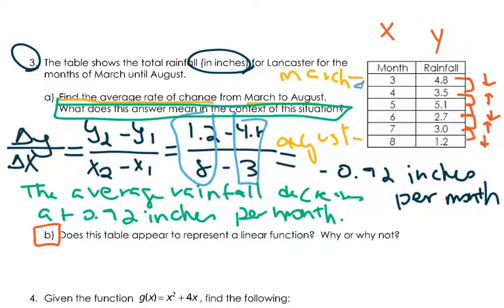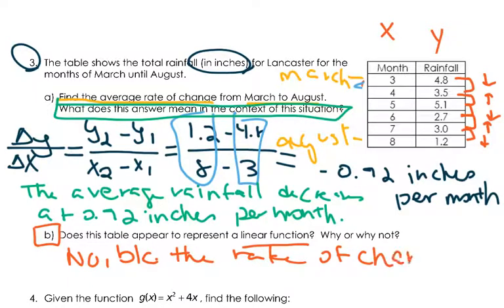So if I had to think, would this be something that's linear? Remember, a linear function has a constant rate of change. This is not really constant. It's going down, up, down, up, down. We could assume the next one's up, but we can't really be certain. So I would say that no, because the change is not constant.